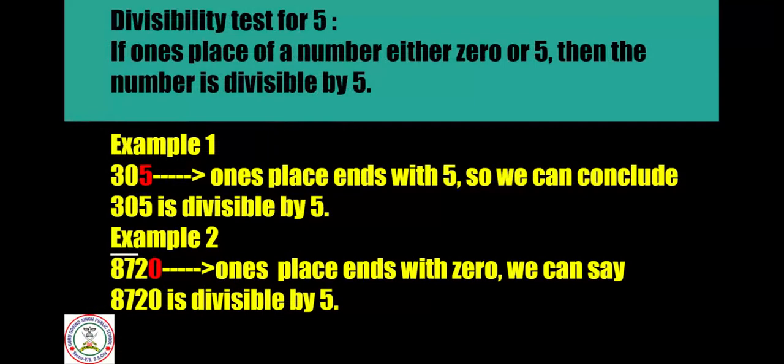Next example, 8720. Ones place is 0. So we can conclude 8720 is divisible by 5.